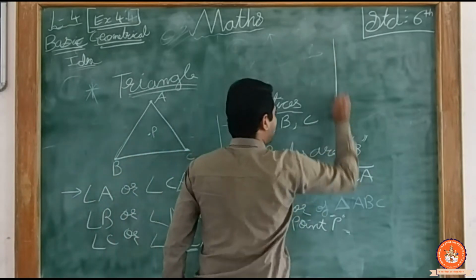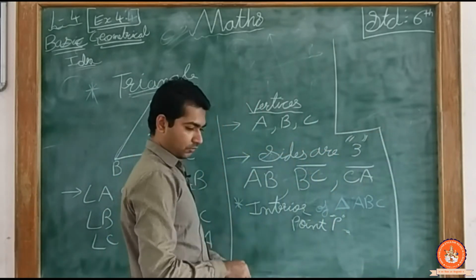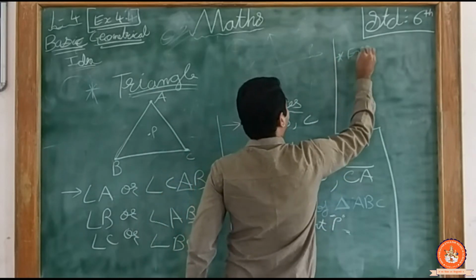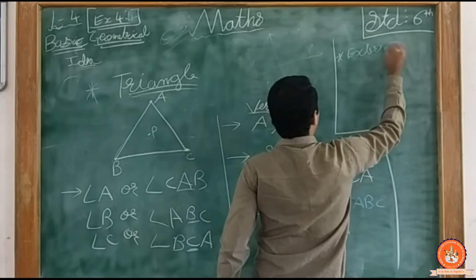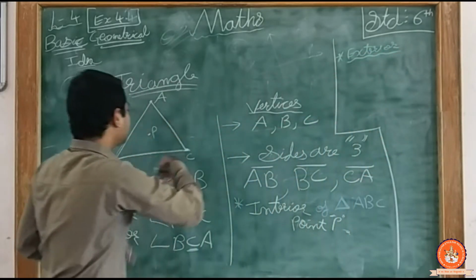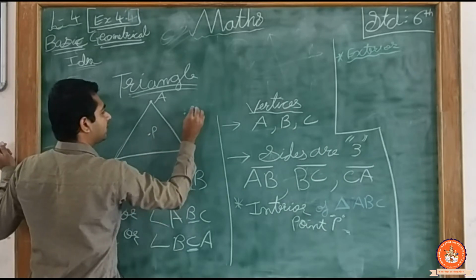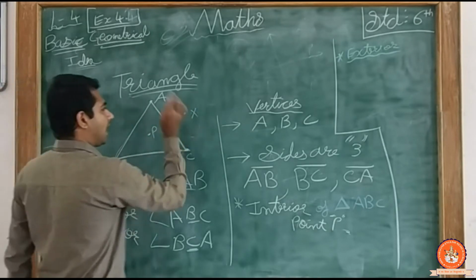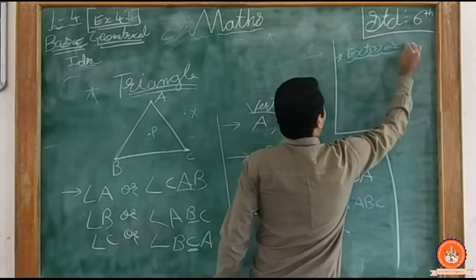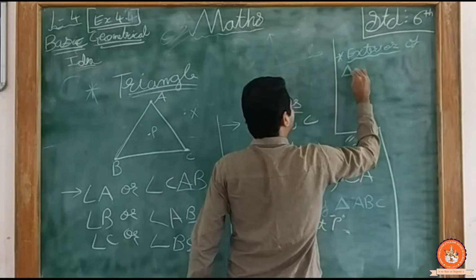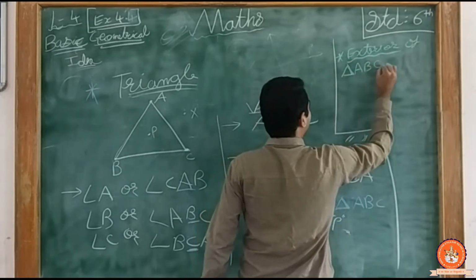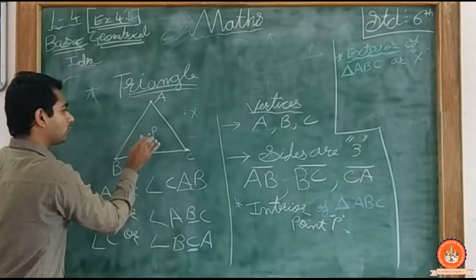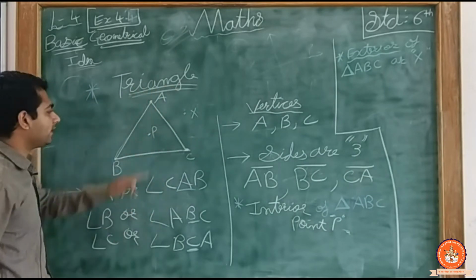Now, what is an exterior point? The exterior is what is outside this closed curve, so I can write here, that is X. So the exterior of triangle ABC is X. This is my point X which is exterior, which is outside the triangle, moving around here, okay, which is not inside.